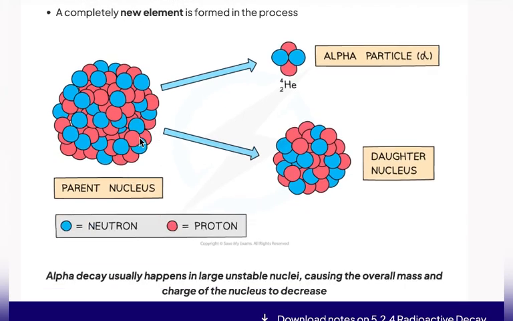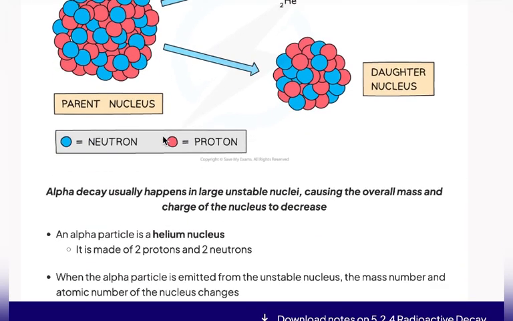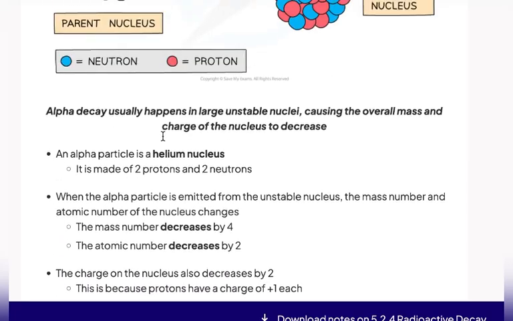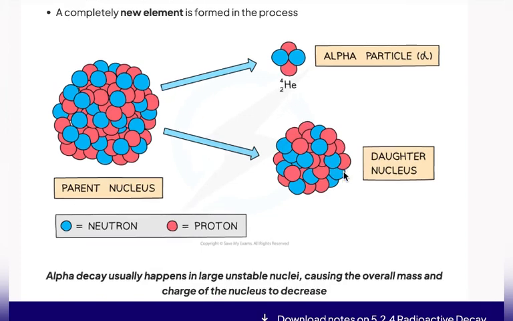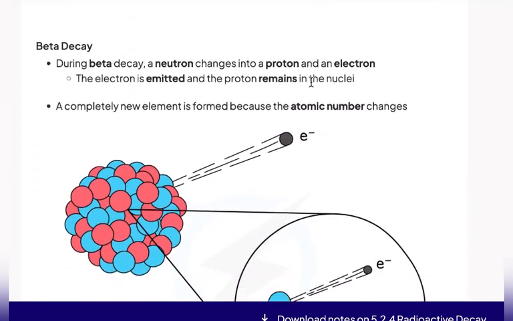Here, they use the red to represent the number of protons and the blue to represent the number of neutrons. In this case, you can see when an alpha particle is emitted, the parent nucleus loses 2 protons, and the mass number loses 4. So the mass number decreases by 4, while the atomic number decreases by 2 in the daughter nucleus. Compared to the parent, the mass number lost 4 and the number of protons lost 2. That's when we say an alpha particle has been emitted.